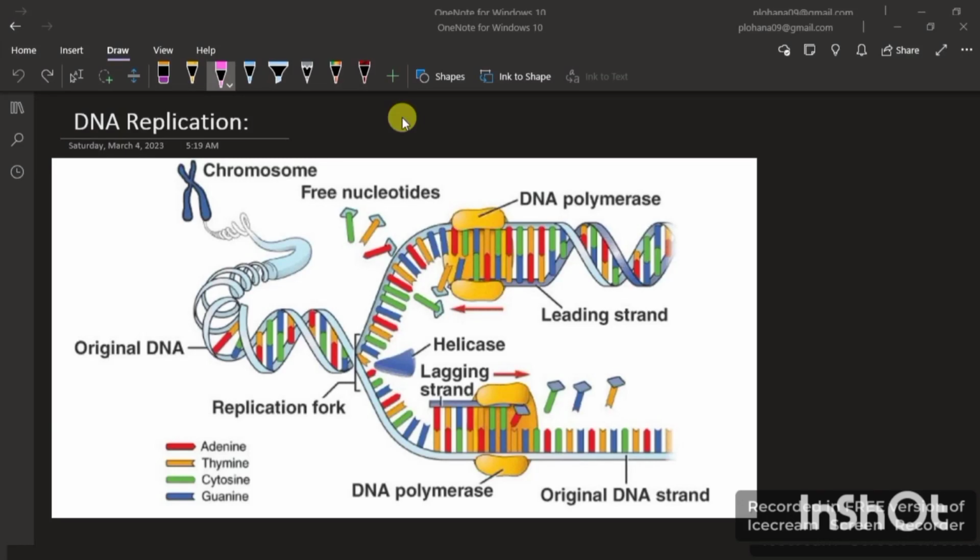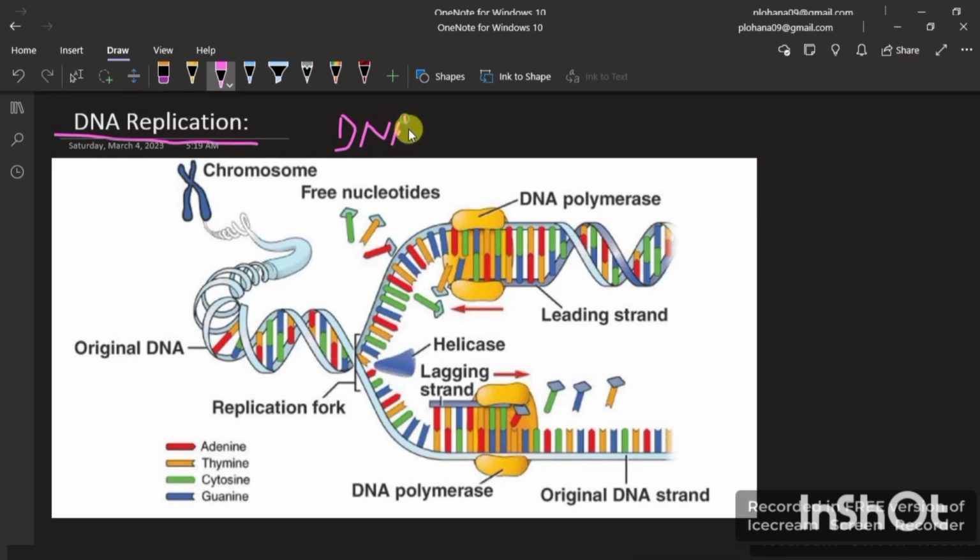Guys, in the last video we were done with the processes of translation, in which proteins were made with the help of RNA. Today we are going to discuss DNA replication, as you can see the topic here. So what will be happening in DNA replication? In this process DNA can make its copy as well.